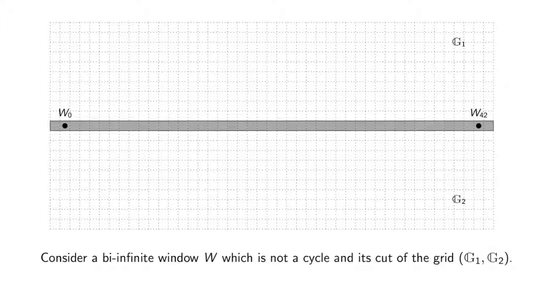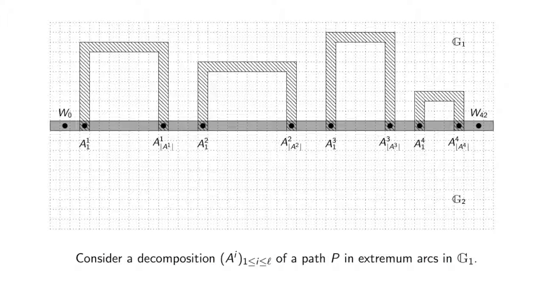This window is in gray. The graphs G1 and G2 are the cuts of the grid associated to this window. Consider a decomposition of arcs. Here this decomposition is made of 4 positive arcs.